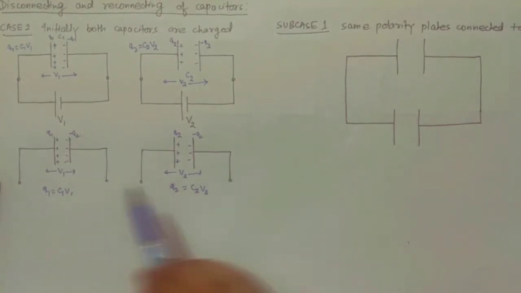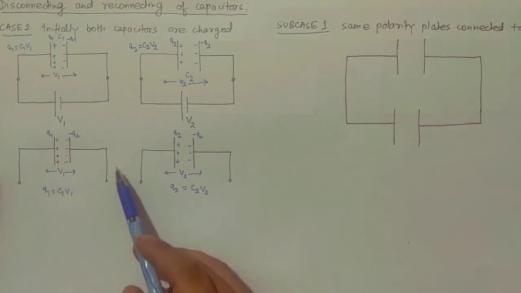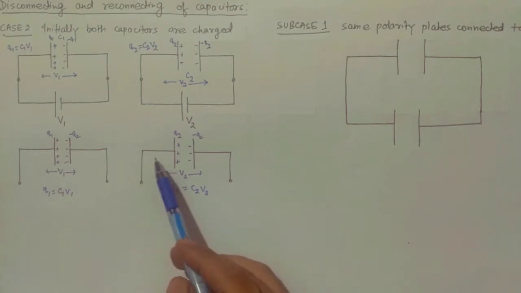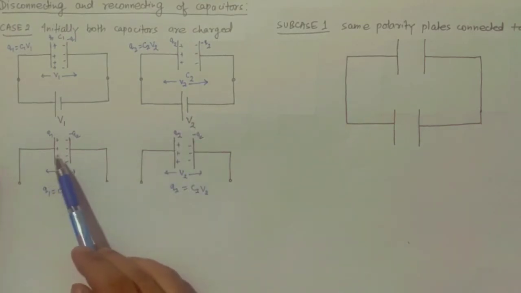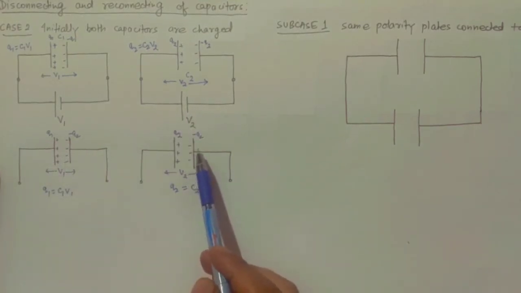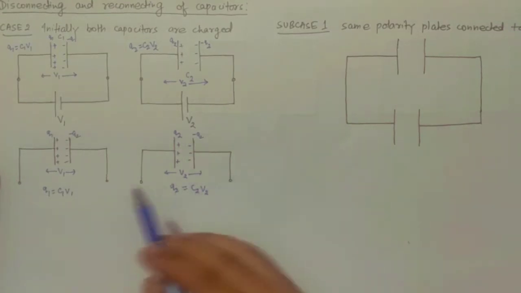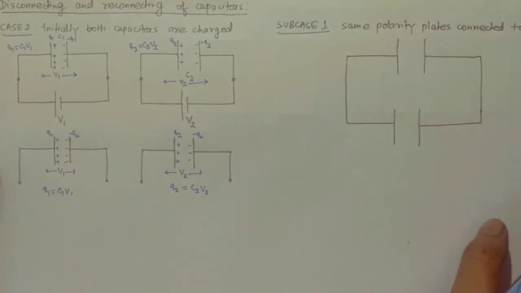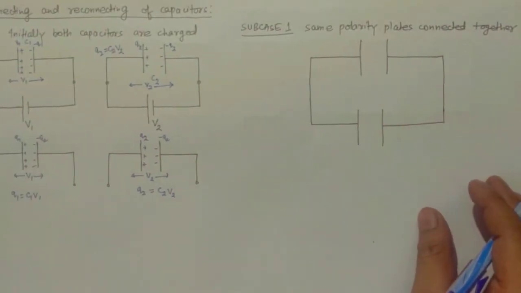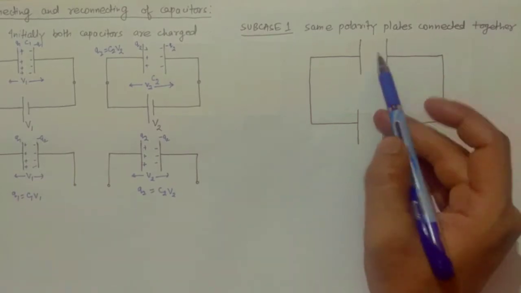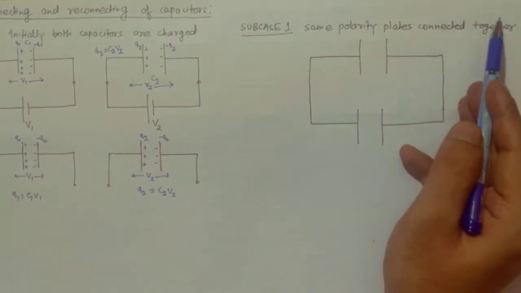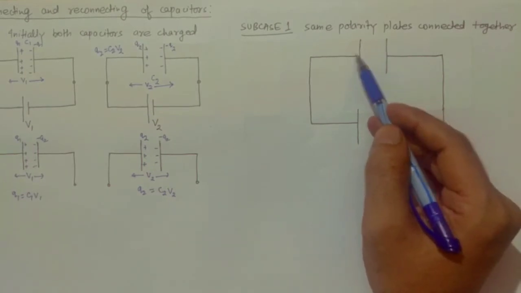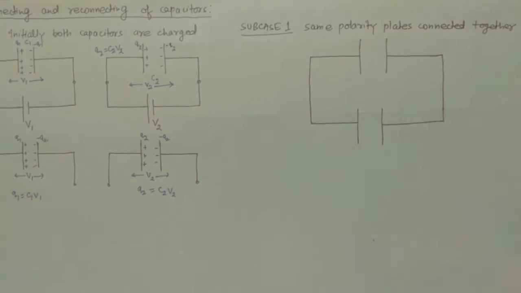Now we are going to connect the two capacitors. So we have two choices. Either we connect the positive terminal of one plate with the positive terminal of the second plate, or the positive terminal of one plate with the negative terminal of the second plate. One by one we will connect both polarities and check what final charge will be present on the plates of the capacitor. So now we are going to see subcase 1, in which we connect the same polarity plates together. That means we connect the positive plate of one capacitor with the positive plate of the second capacitor.